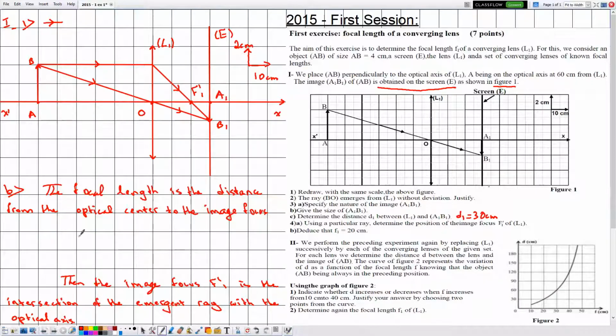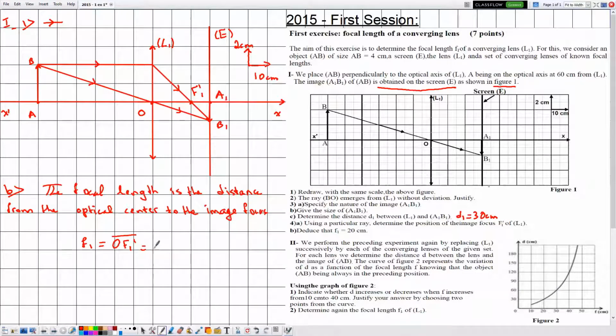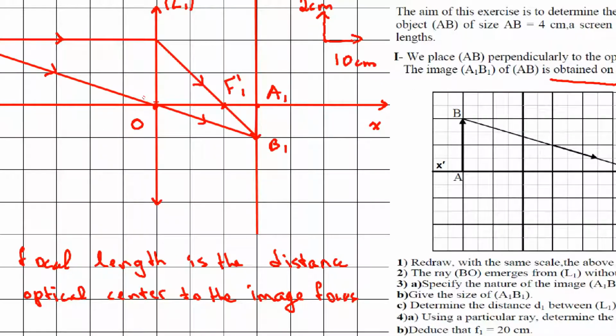Now the focal length is denoted by f1, and it is the distance from the optical center, which is the point O, to the image focus, which is the point f1 prime, and we don't forget the bar because this distance may be positive or negative. Now f1 is equal to O f1 prime bar, the distance from the optical center to the image focus f'1, and notice that this distance is in the same direction as the positive x-axis, which means it is positive.